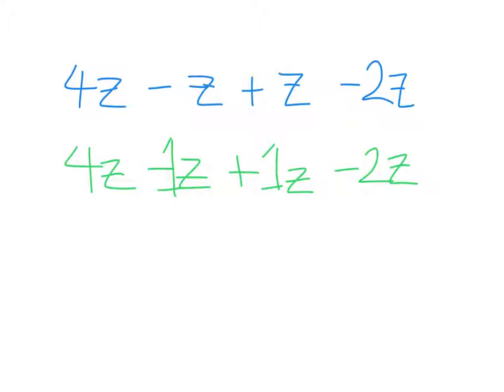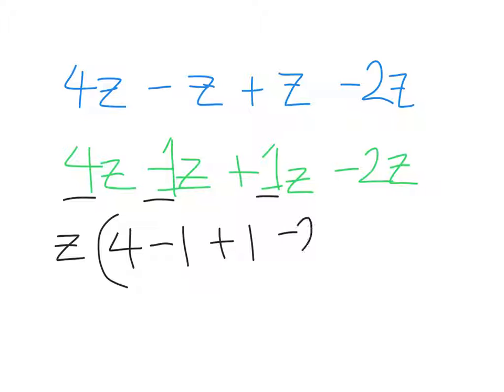So now, if you think about it, you can go ahead and use the distributive property and factor out the z's, just like we were doing before when we were factoring out whatever we can. What I mean by that is I can pull that z out. Now I'm just left with 4 minus 1 plus 1 minus 2. And the z is on the outside because it's multiplied by all of them. It's a factor of all those.